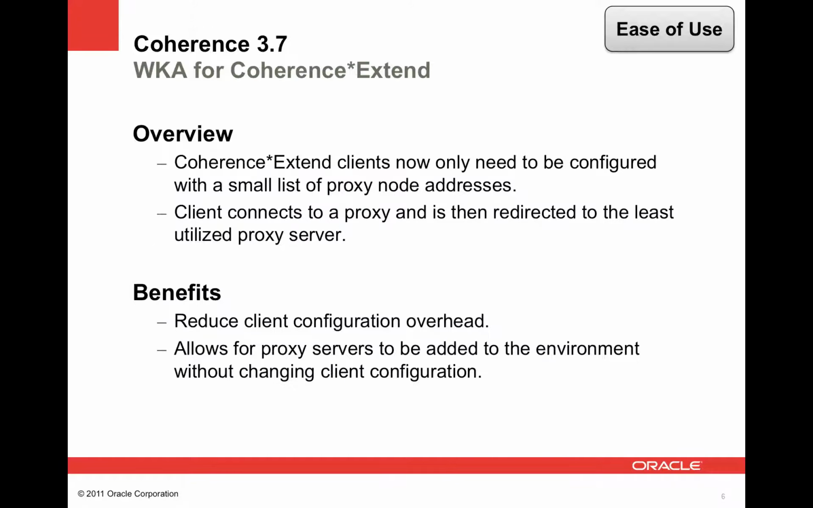First up is WKA for CoherenceExtend. You can now configure the CoherenceExtend clients with a small list of proxy node addresses. The Extend clients will then attempt to connect to one of those proxy nodes, and when it does connect, it's then redirected to the least utilized proxy server. This greatly reduces the client configuration needed. It also allows for proxy servers to be added to the environment without changing the client configuration.